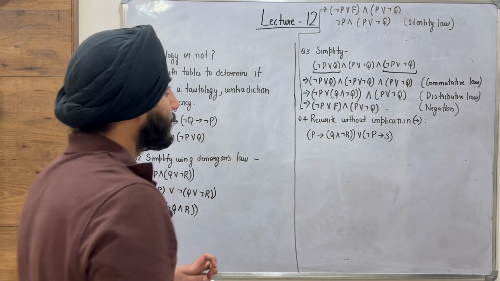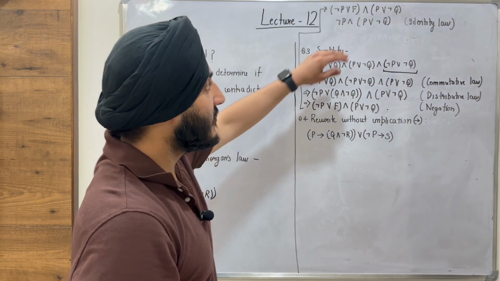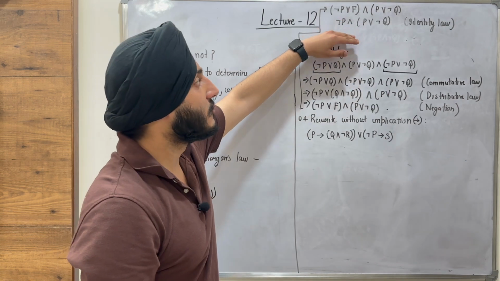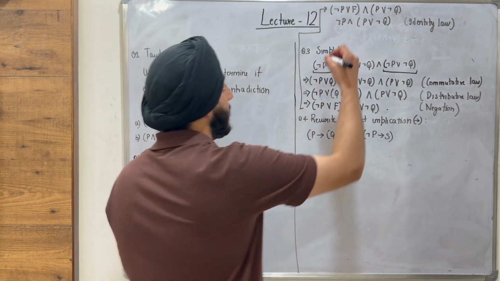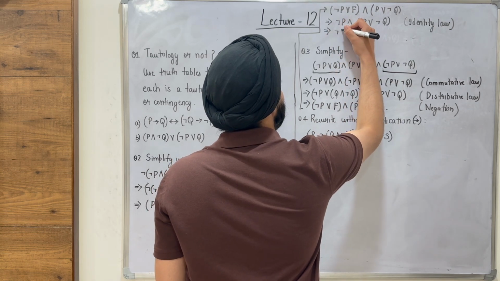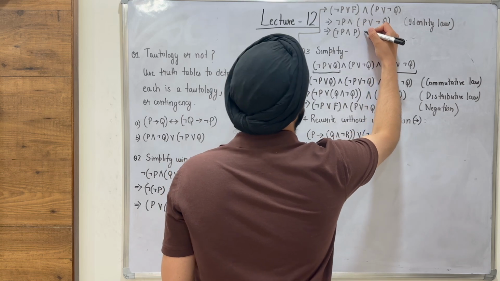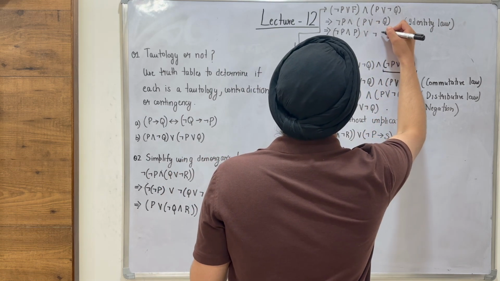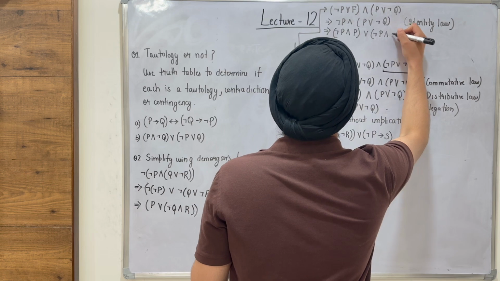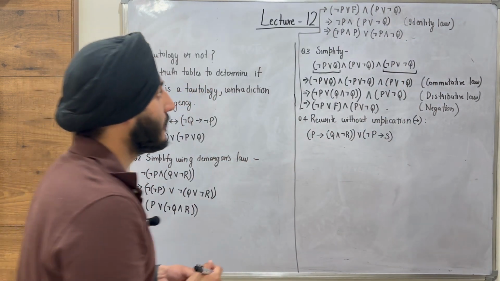Now, try to figure out a pattern once again, right? As far as I notice, once again, I can apply the distributive law in this case. So what I get is negation of P and P or negation of P and negation of Q, right? Distributive law again.